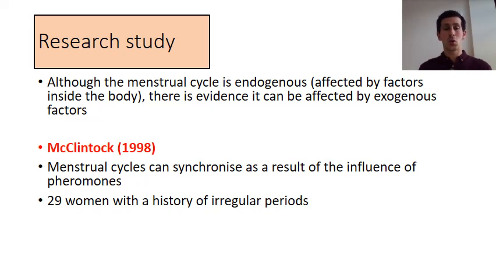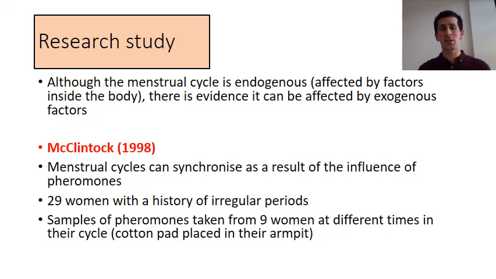There were 29 women, all with a history of irregular periods, so their periods weren't the usual 28 to 35 days. They changed every single month. What he did was take samples of pheromones. Pheromones are basically hormones that are released in order to attract mates. He took samples of pheromones from 9 women at different times in their cycle, placing a little cotton pad underneath the armpits of these 9 women and collecting pheromones from them.